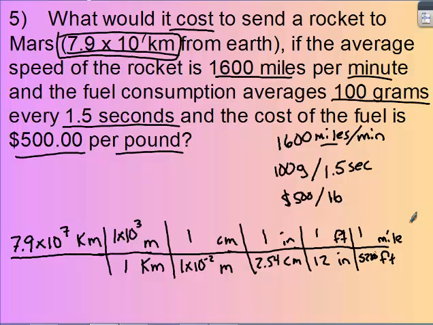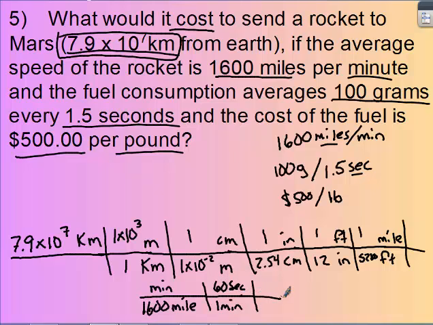Now that we have miles, we can use our conversion factor. I'm going to plug it in down here. Notice miles is on the top, so miles is going to go on the bottom. I'm at minutes. For my next conversion, I need seconds. So 1 minute is 60 seconds. So now I can use my conversion. 1.5 seconds is 100 grams.